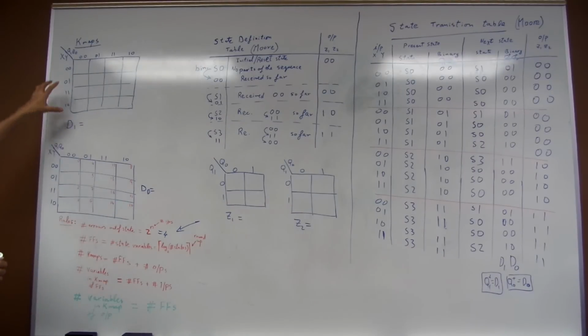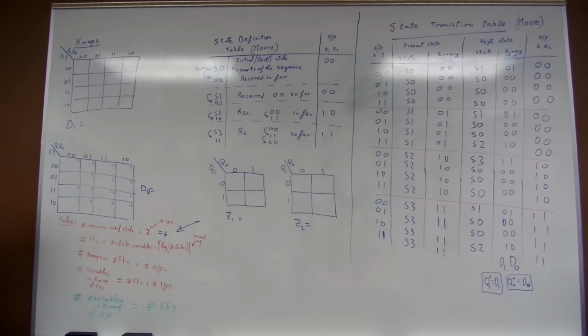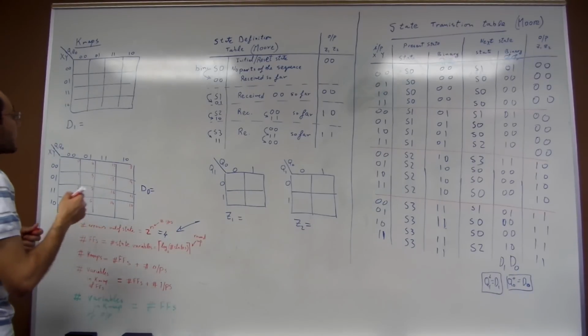How do we write down a 4-variable K-map? Using a 4x4 matrix. And that is the case for the 2 flip-flops, this one and that one, D1 and D0. And I'm going to talk about the output K-maps in a moment.